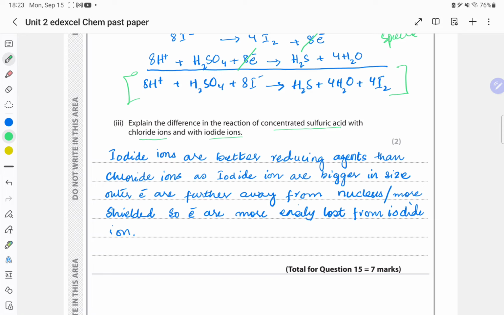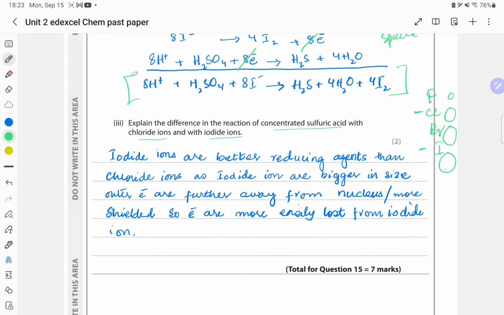So we have got chloride ions and we have got the iodide ion, and as you go down the group we have fluorine, chlorine, bromine, and iodine. So basically they're talking about chloride and iodide ions. You should know that iodide ions are a better reducing agent than chloride ions, as iodide ions are bigger in size, because as we go down the group, the size of the element increases. So it's bigger in size.